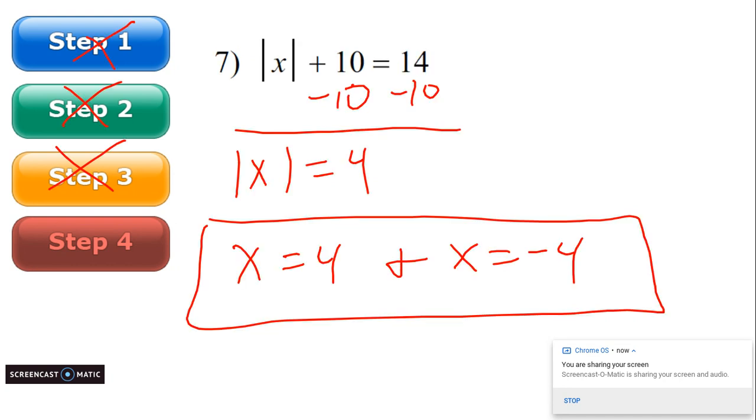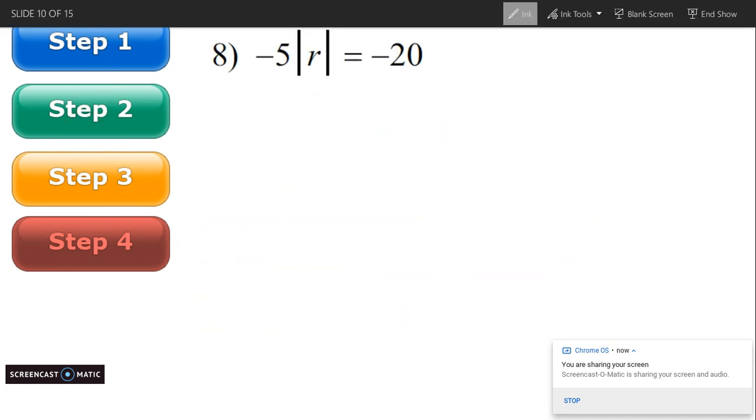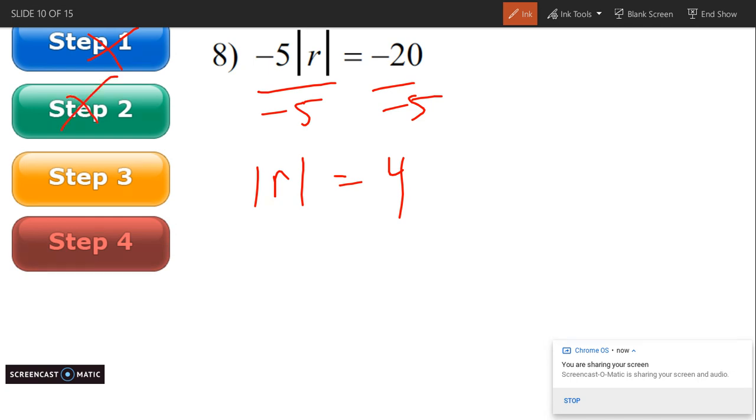Next one here, you've got negative 5 times the absolute value of r. Step 1, absolute value by itself. Well, no, we've got that multiplication going on, so we need to divide by negative 5 on both sides. Absolute value of r equals 4. Step 1 complete. Step 2, we can get a positive answer when we take an absolute value, so this question is possible to solve. Step 3, set up two equations, r equals 4, and then the one where it's negative, so we have r equals negative 4.